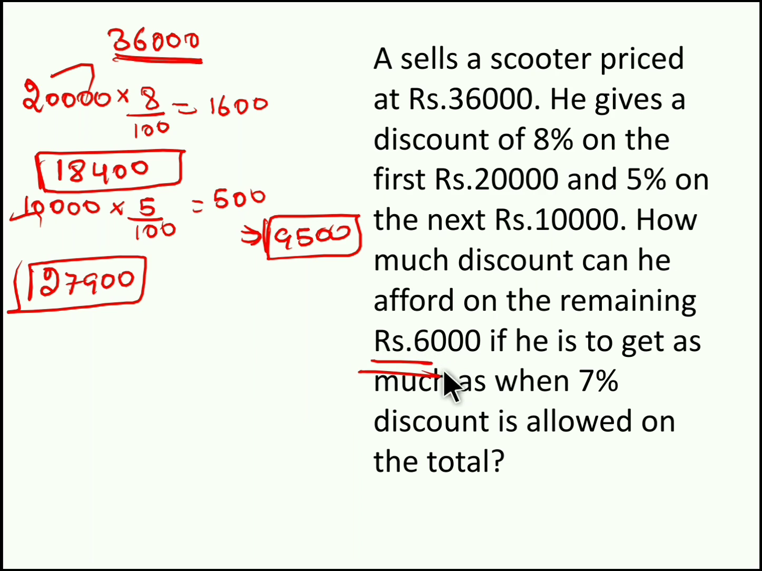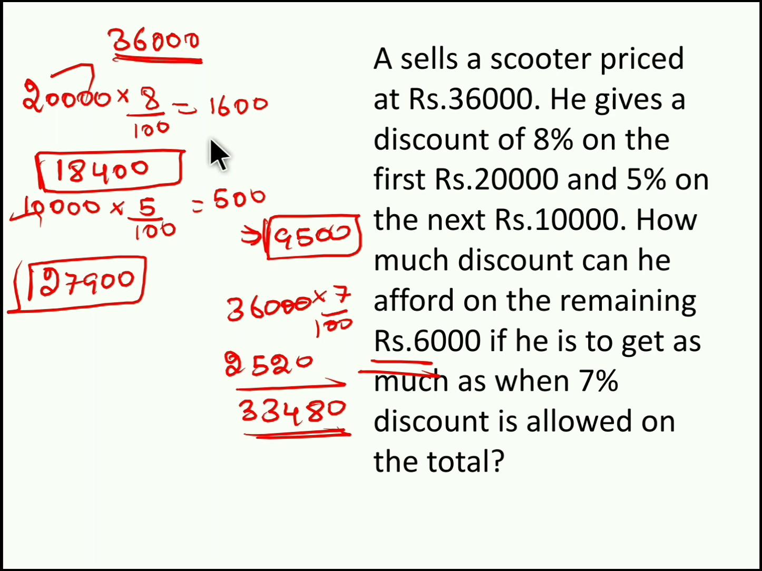Now the question is, how much discount can be given on the 6,000 to get a total discount of 7% from 36,000 rupees? So what is 7% of 36,000? It's 2,520 rupees. So totally from 36,000 rupees we can give a discount of 2,520 rupees. That means we have to sell the product for 33,480 rupees. But here we have divided this 36,000 into 3 parts, 20,000, 10,000 and 6,000.